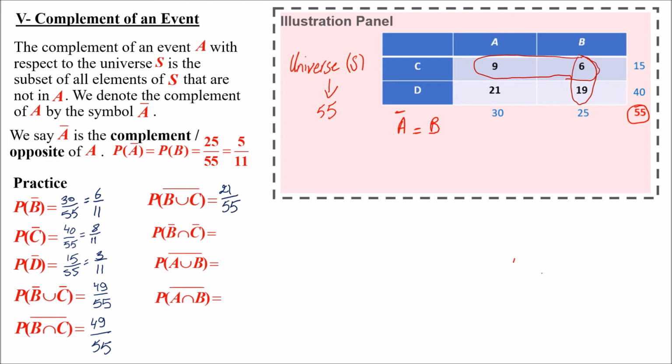Now, probability of B bar intersection C bar. We said before that A is B bar. So this is B bar. And D is C bar. So this is C bar. They intersect at 21. So the probability of B bar intersection C bar is equal to 21 over 55.